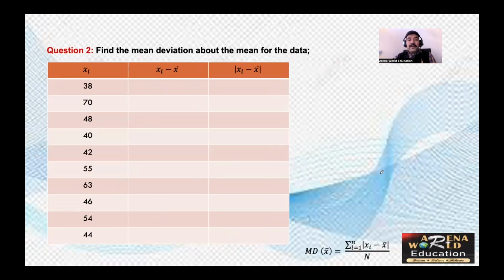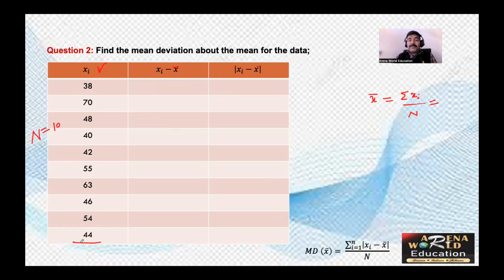Similar question. Find the mean deviation about the mean for the data. Again, you can see xi are given, right? To apply the first step, we need xi minus x bar, right? So what is x bar? We need the sum of all xi's and we will divide it by n. So first of all, tell me what is the value of n? How many terms are there? 1, 2, 3, 4, 5, 6, 7, 8, 9, 10. Right? And just find its sum.